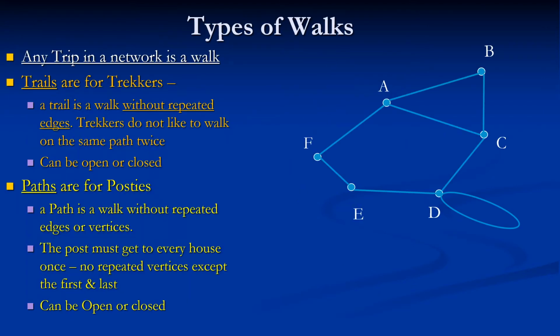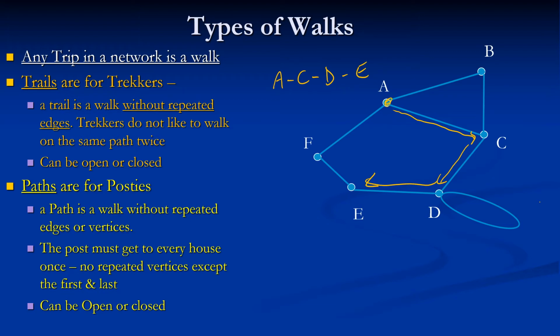Any trip in a network is called a walk, and we're going to look at two types of walks. First of all, we'll look at a trail. So a trail is a walk without repeated edges. So for example, if someone's starting at A and they want to go for a walk, they can go down to C and then to D and then to E. We just write that A to C to D to E. And what's important here is that no edge is repeated.